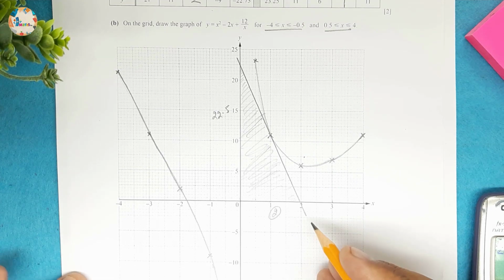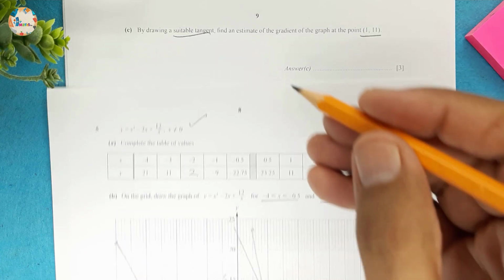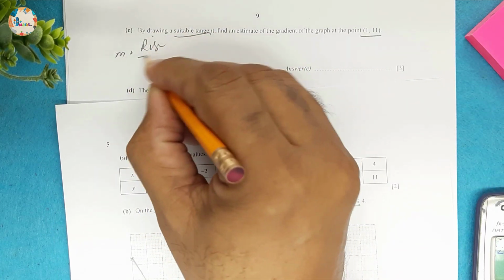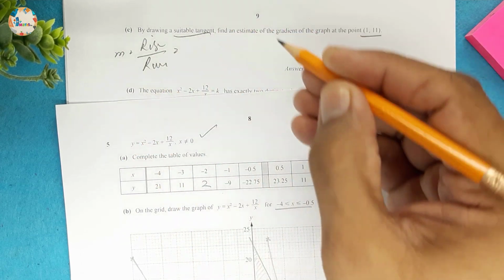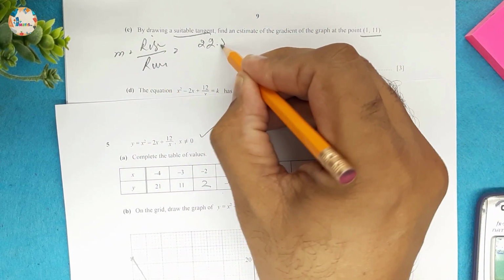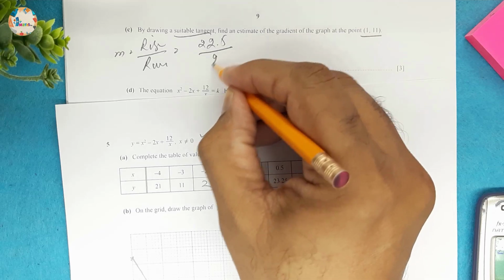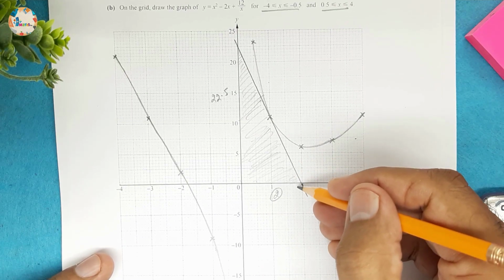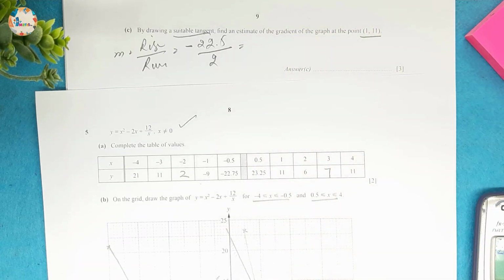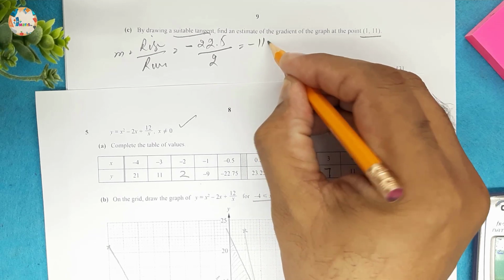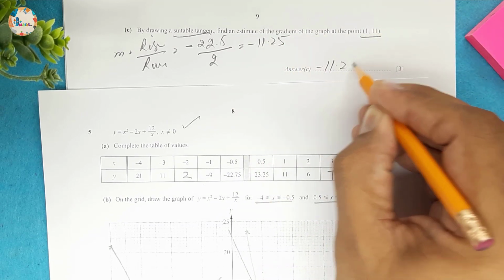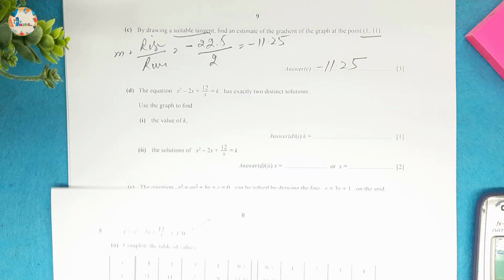So for the working, we can write here m is equal to rise over run, and this is equal to 22.5 over 2, and keep in mind the right side is lower, so we will take the negative sign, and this will be equal to minus 11.25. So this will be our gradient, minus 11.25. This will be our answer for this part.